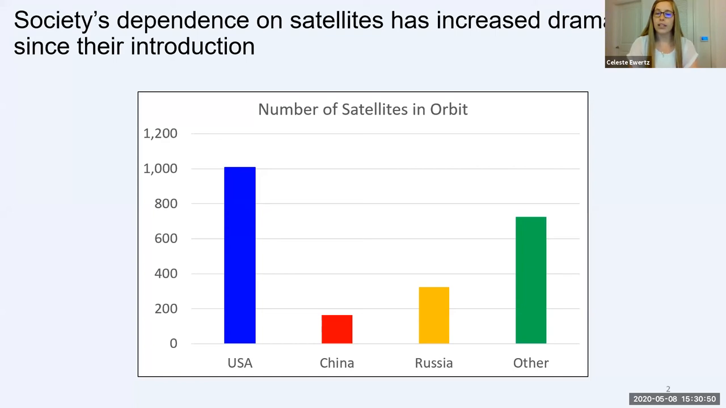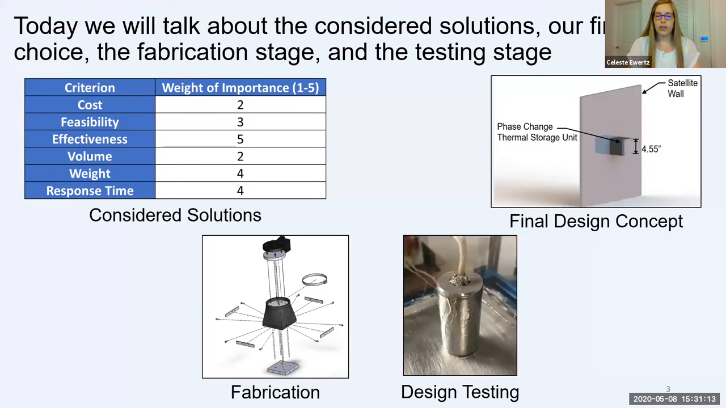One method that is currently being tested to attack satellites is through the use of a directed energy weapon, or DEW. These weapons are capable of incapacitating satellites by induced thermal damage over short periods of time. As weapons like these are being developed, it's important that the U.S. equips their satellites with a defense system. Today, we will be going over three potential designs for a satellite defense system, our final design choice, its fabrication, as well as the testing of that design.